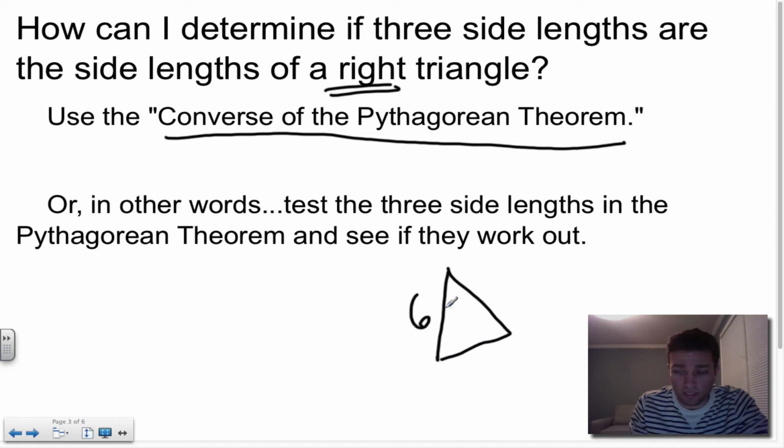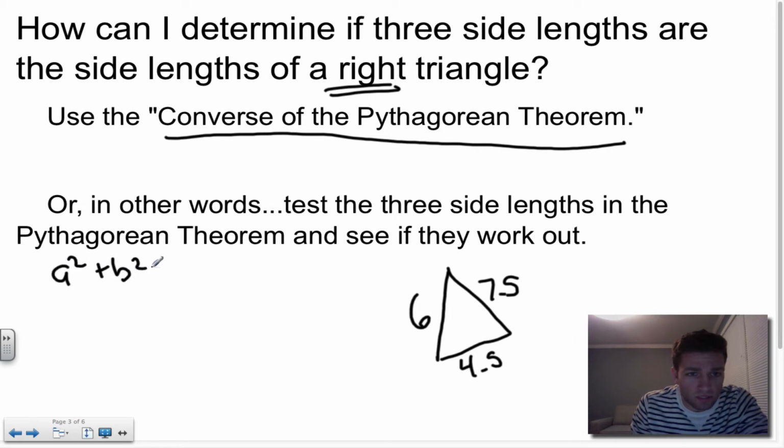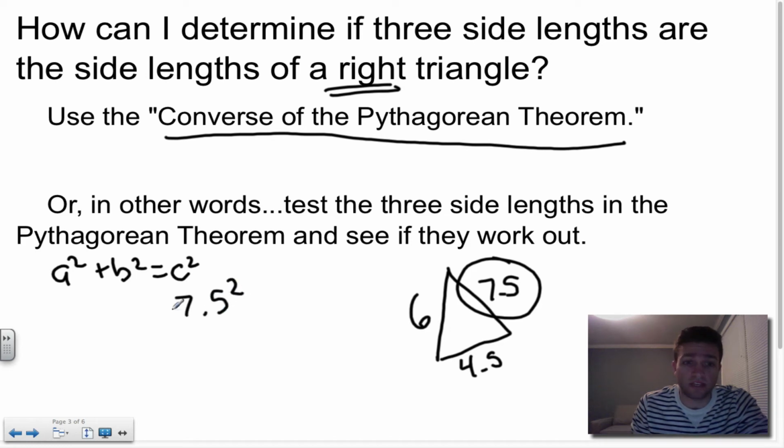We'll say it's 6, 7.5, and 4.5. Is this the lengths of a right triangle? Well, I know that the Pythagorean theorem states a squared plus b squared equals c squared. So if this is going to be true, this side would have to be the hypotenuse because it's the bigger of the three sides, and we know the biggest side in a right triangle is the hypotenuse.